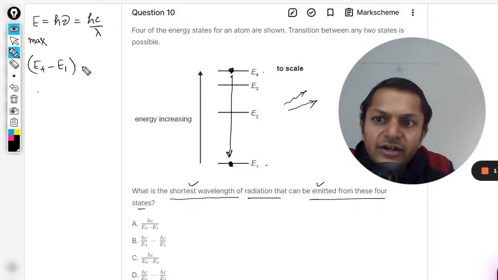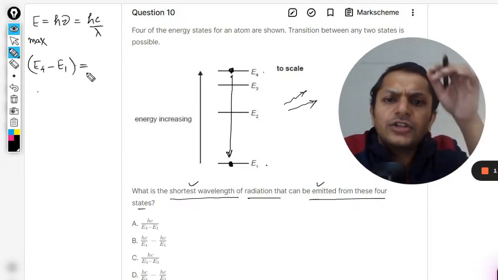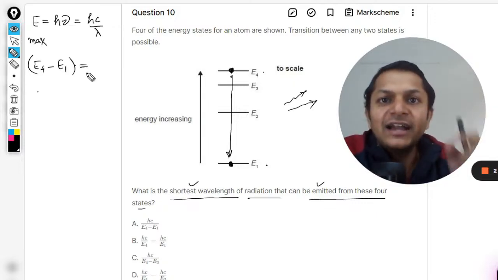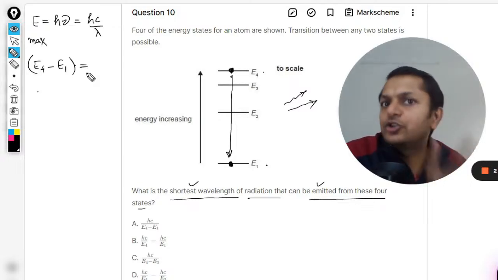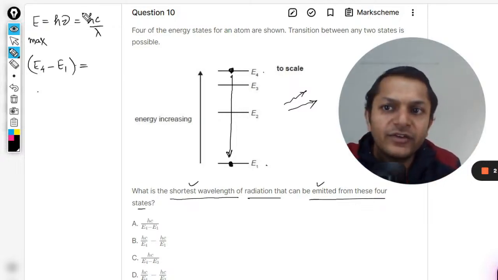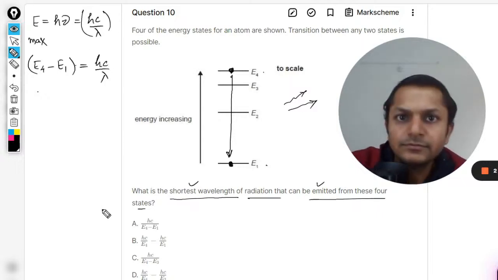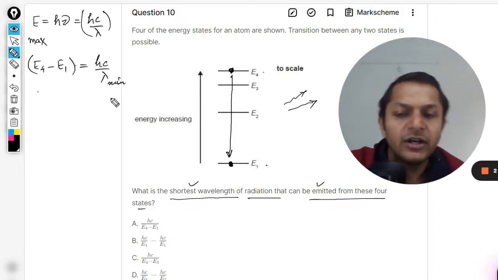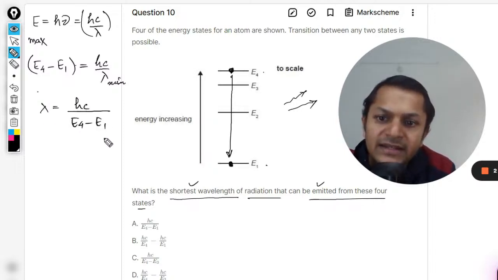This is one of the principles of Bohr, that the total energy which is given out by the electron will be given out in one packet of energy. It cannot create two packets or three packets. So one packet of energy is given by hc by lambda. Clear? So lambda is shortest. You can write lambda minimum here. We want to find the lambda now. So lambda will be equal to hc divided by E4 minus E1.